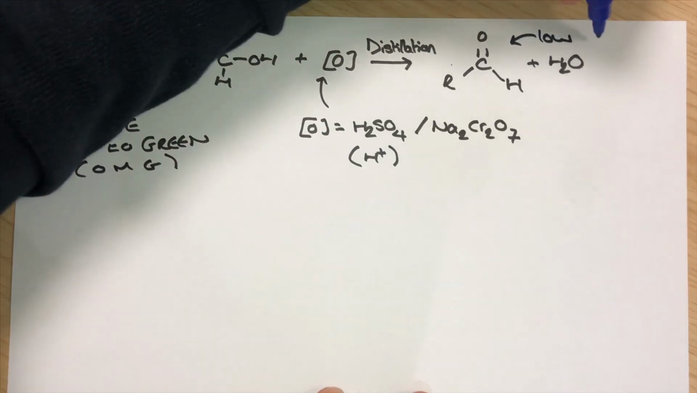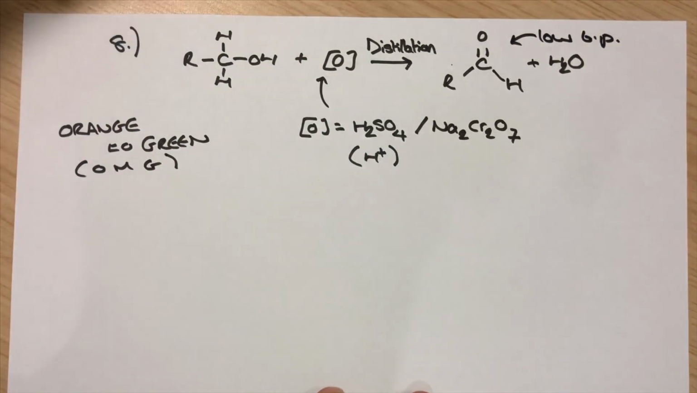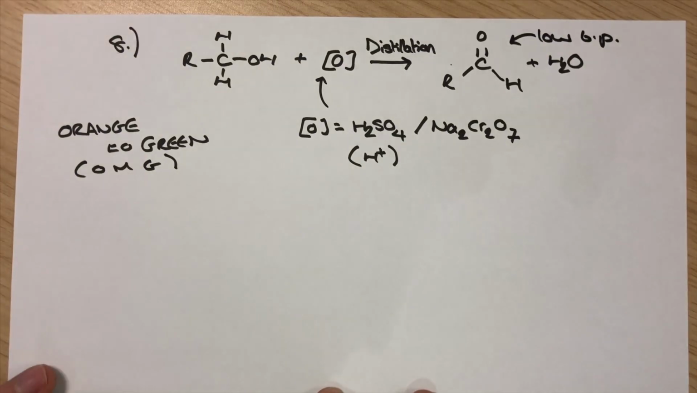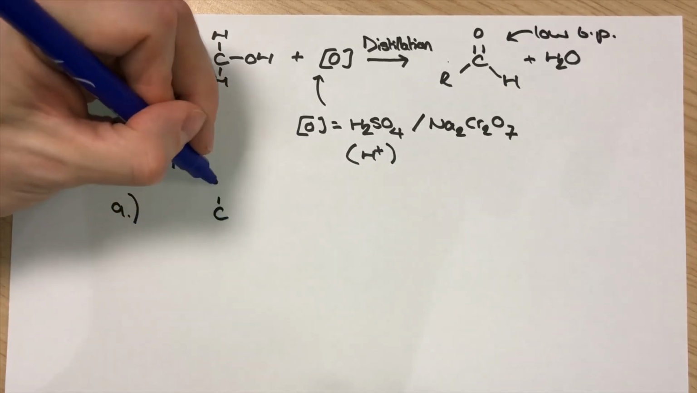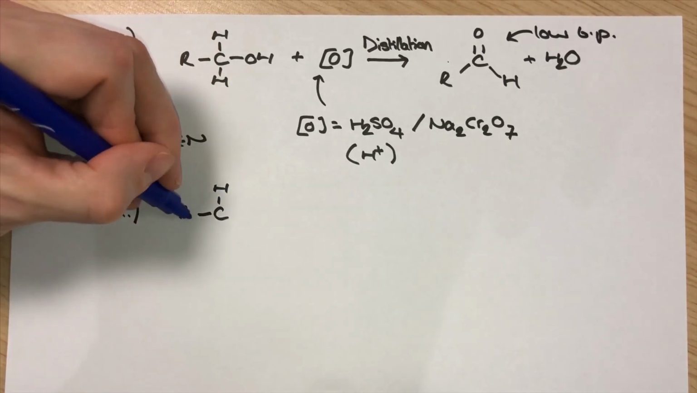We can see here as well that this aldehyde has got a low boiling point because it doesn't have hydrogen bonding between its molecules. So a distillation is a good suggestion for this because it allows our aldehyde to evaporate, cool, condense, and be collected immediately.